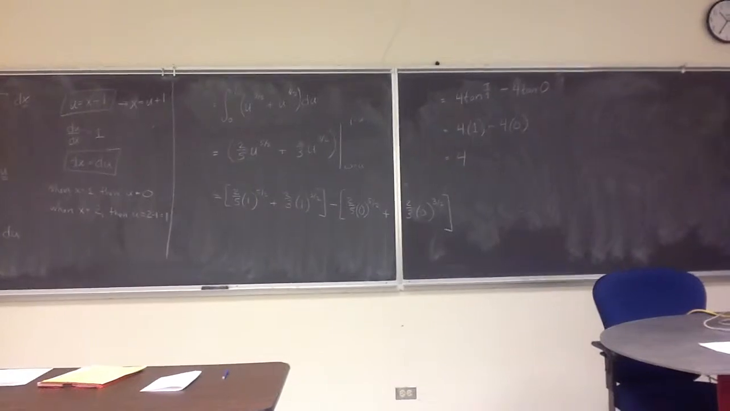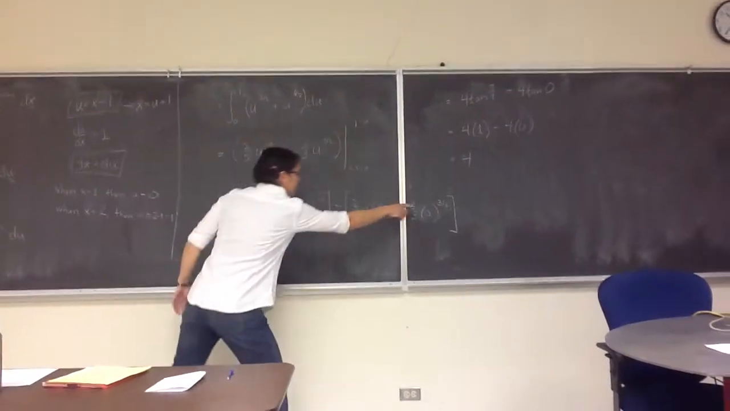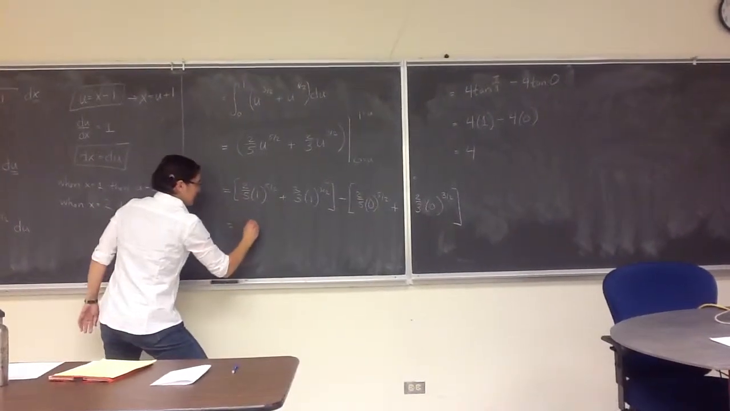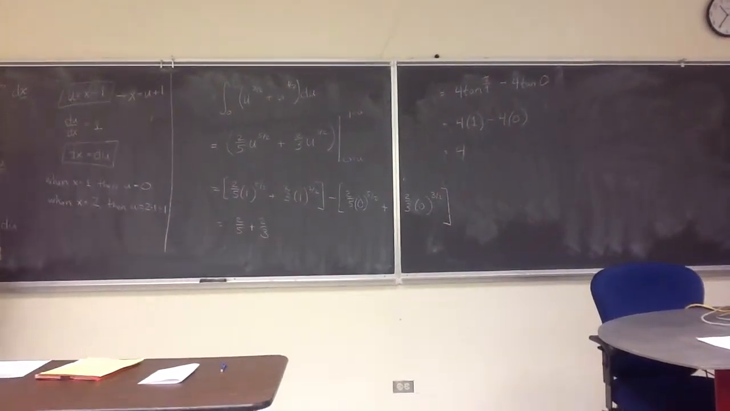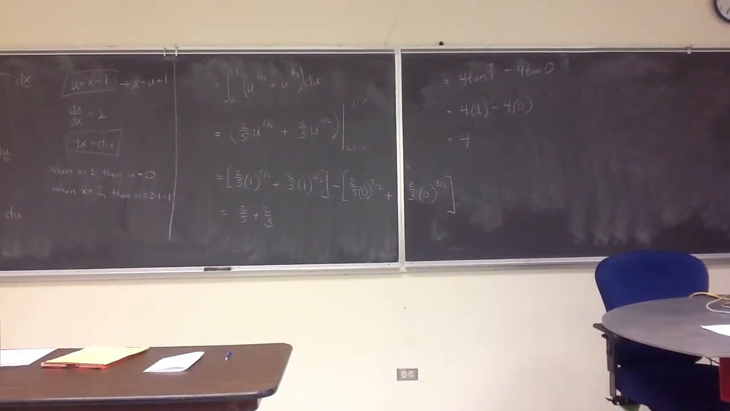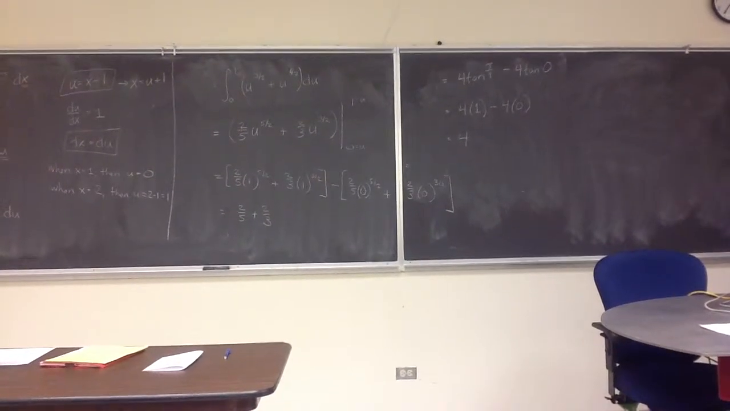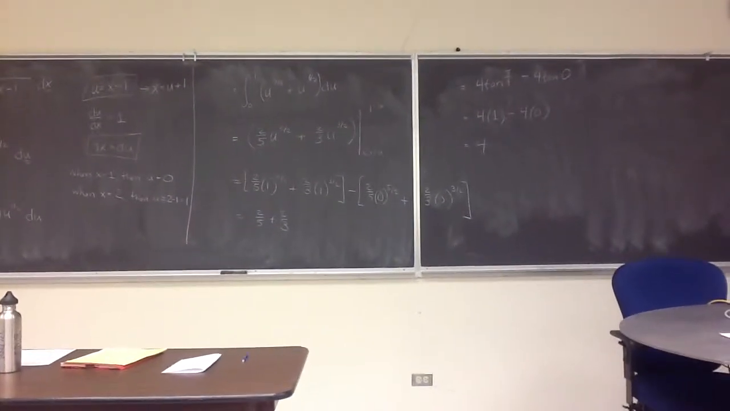Okay, so this is nearly our final answer. We've got 0, and so we've got 2/5 plus 2/3, and if you were super excited about that, you could combine it into one fraction. And if you're not super excited about it, then you can leave it like that.